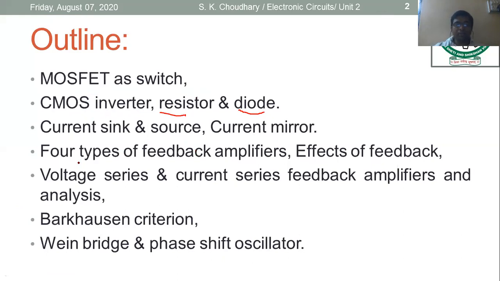The second phase of the second unit is that we have to learn about the feedback amplifier: types of feedback amplifier and the effect of feedback on the amplifier circuitry. There are different types of feedback, there are 4 types. Out of that, we are going to learn mostly 2 types, that is the voltage series and the current series feedback amplifier and their analysis.